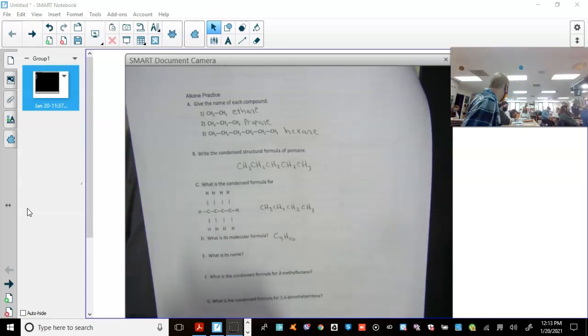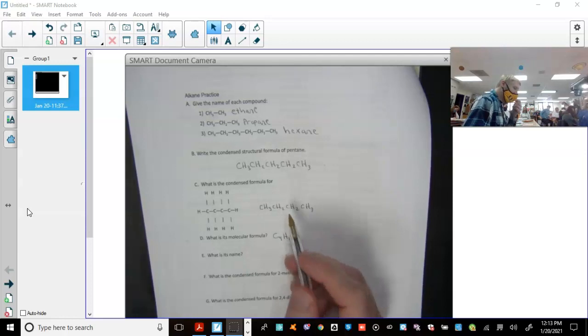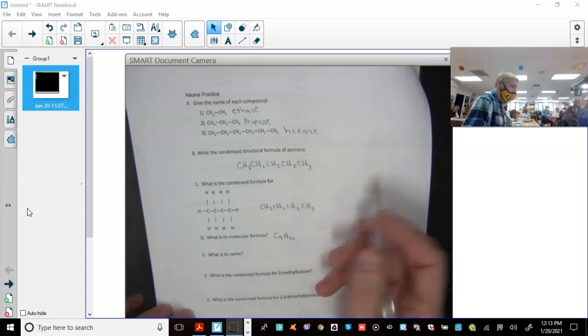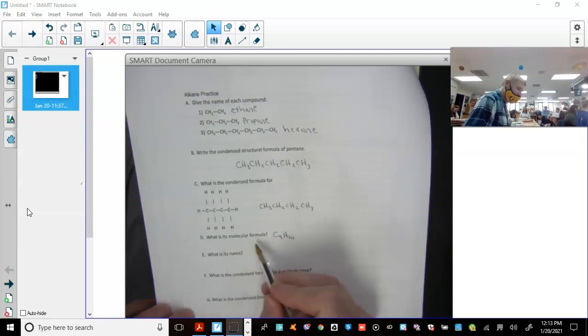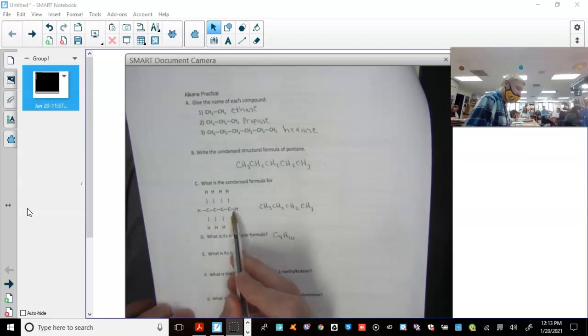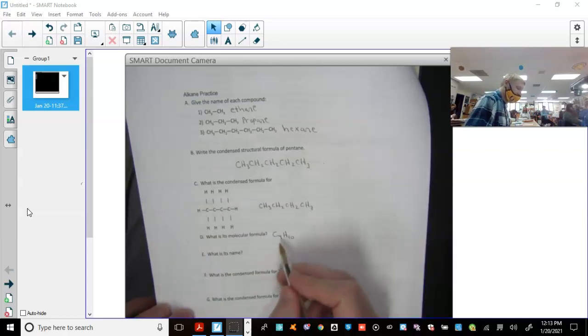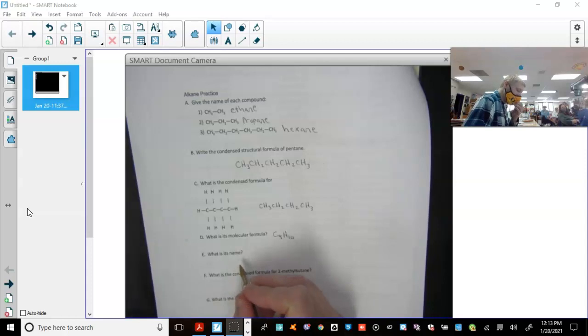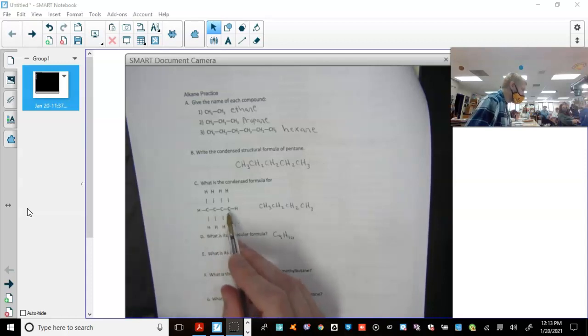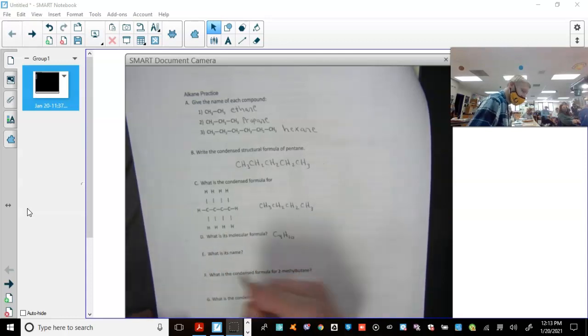Questions on those? So that can be tricky when you're writing alkyl groups or side chains. What's the molecular formula? All I do is count 1, 2, 3, 4 carbons, and I count the 10 hydrogens. There it is. What is its name? 4 carbons? Butane.